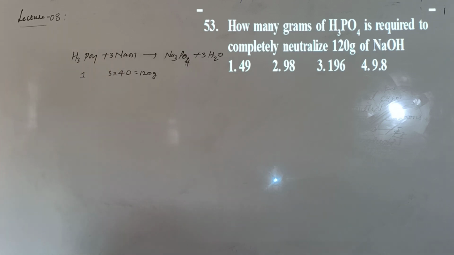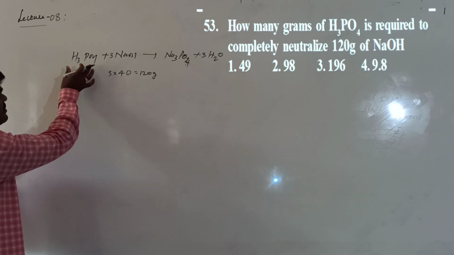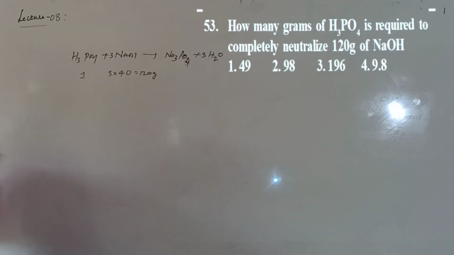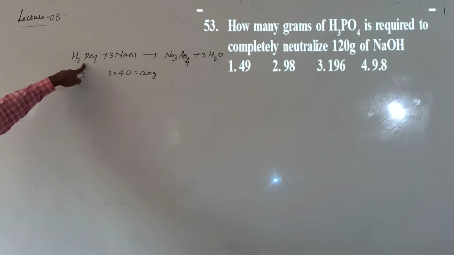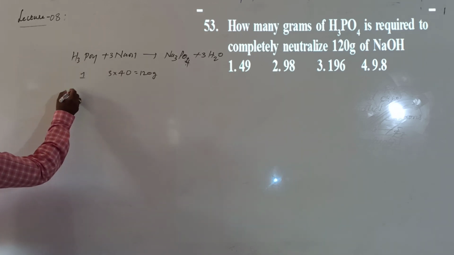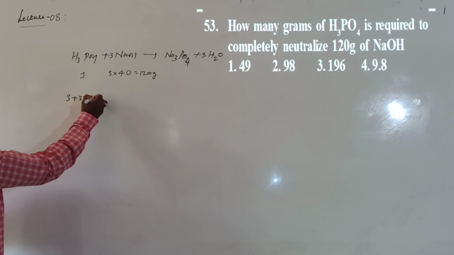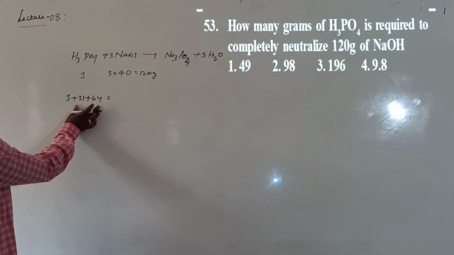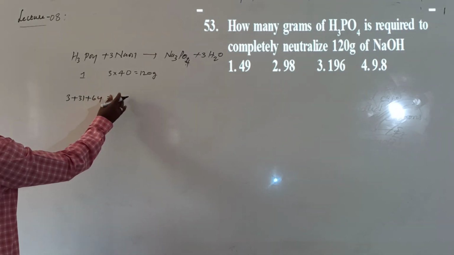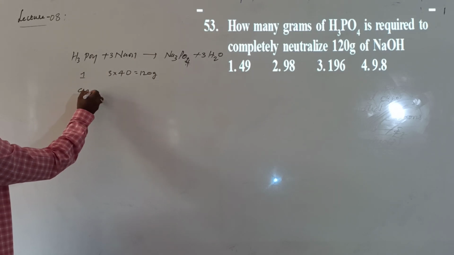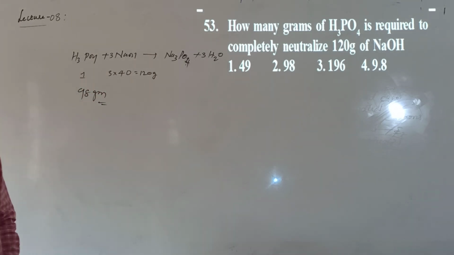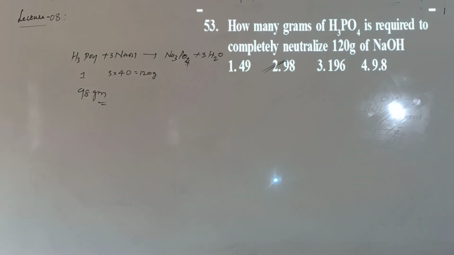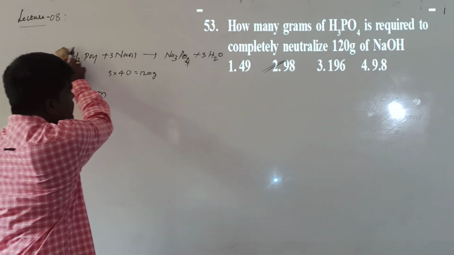What is the molar mass of phosphoric acid? Molar mass of phosphoric acid is nothing but formula mass. Right? 4 oxygens, 64. What is the molar mass? 3 plus 31 plus 64. It comes to be how much? 95 plus 98, so 98 grams. 98 grams of phosphoric acid is required. From the balanced chemical equation, you will come to know the mass of phosphoric acid required. Hope this is clear.